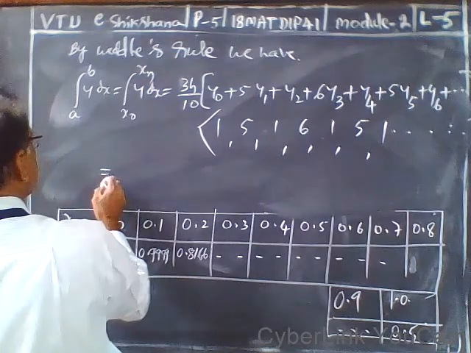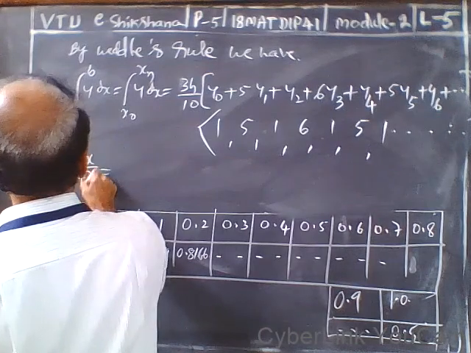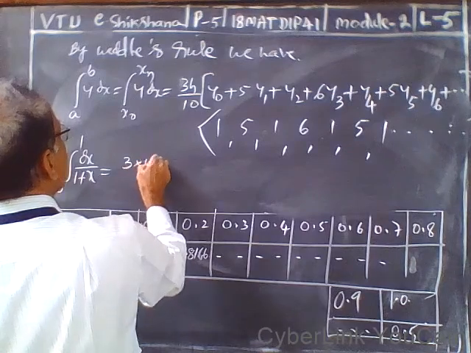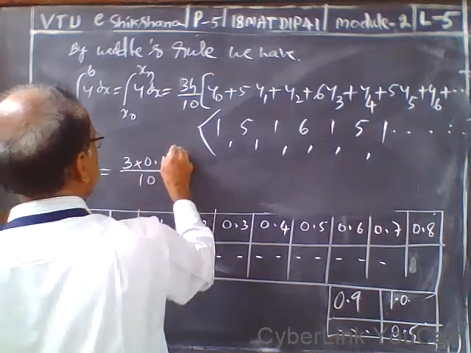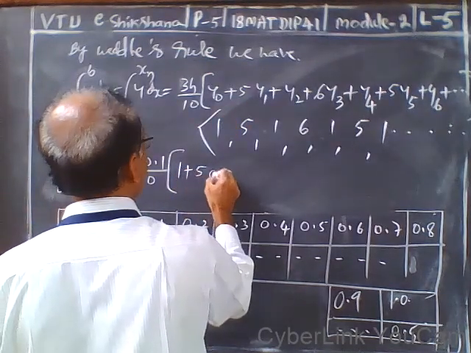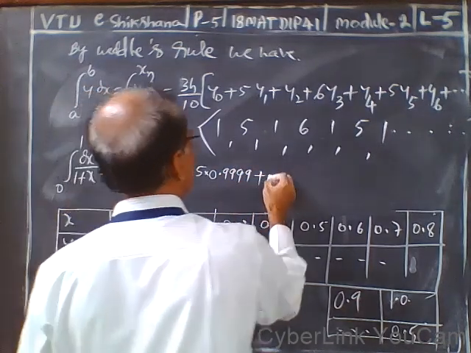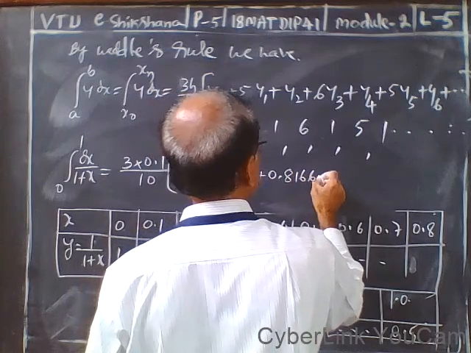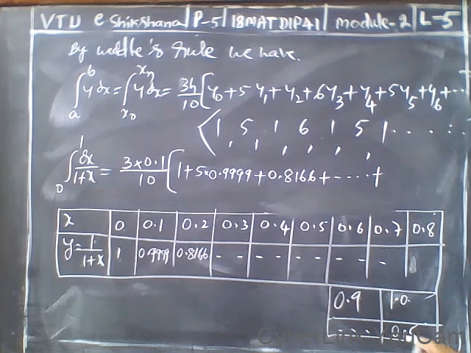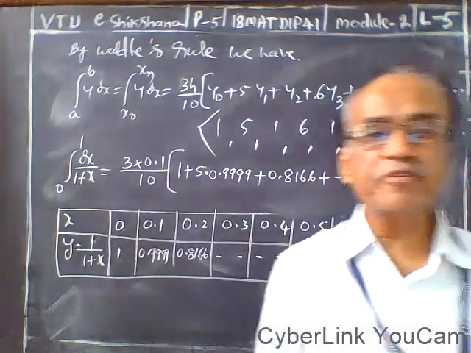Then this is nothing but integration 0 to 1 dx divided by 1 plus x, with h = 0.1 divided by 10, and y0 is 1, plus 5 times 0.999, plus this one, 0.8166, and all the values according to this you go on substituting. The last number, 0.5, write as it is, because it is supposed to be the value of yn.